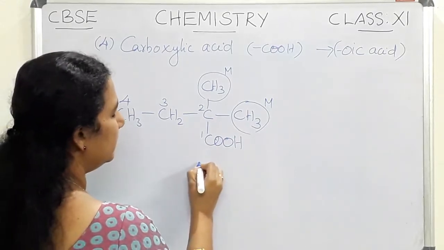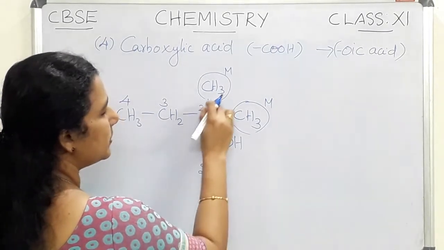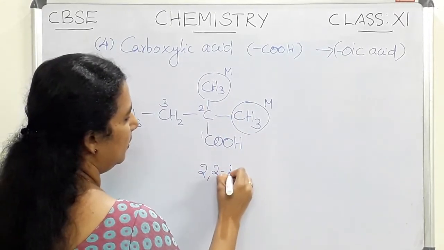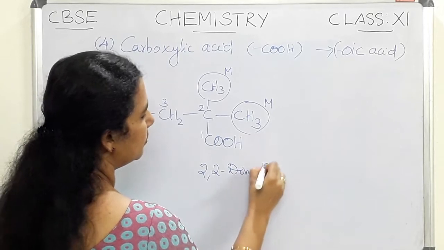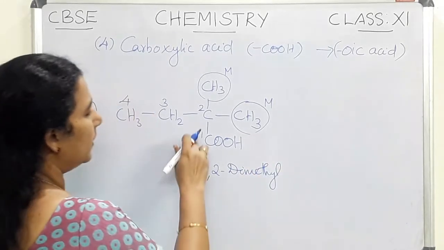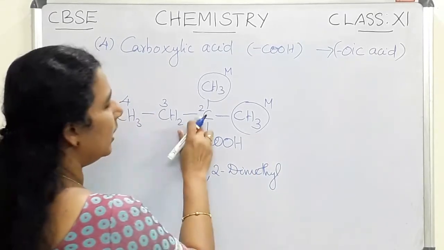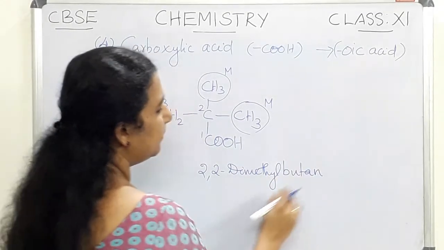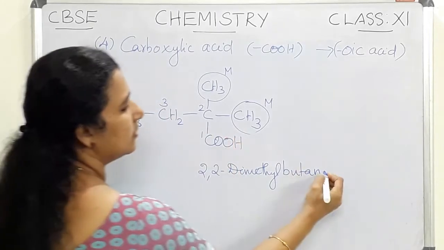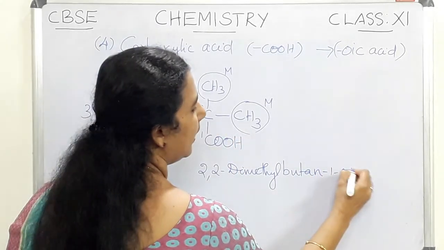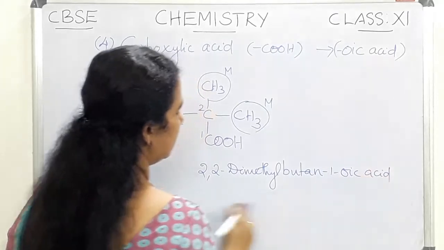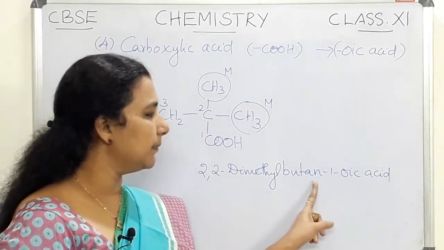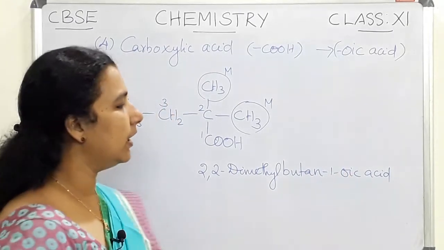So we can name this compound. So second position, 2 methyl groups. So 2,2-dimethyl. Then comes the word root. Since there are 4 carbon atoms in the parent chain, so it is but. We can add butane and 1-oic acid. So the IUPAC name is 2,2-dimethylbutane-1-oic acid.